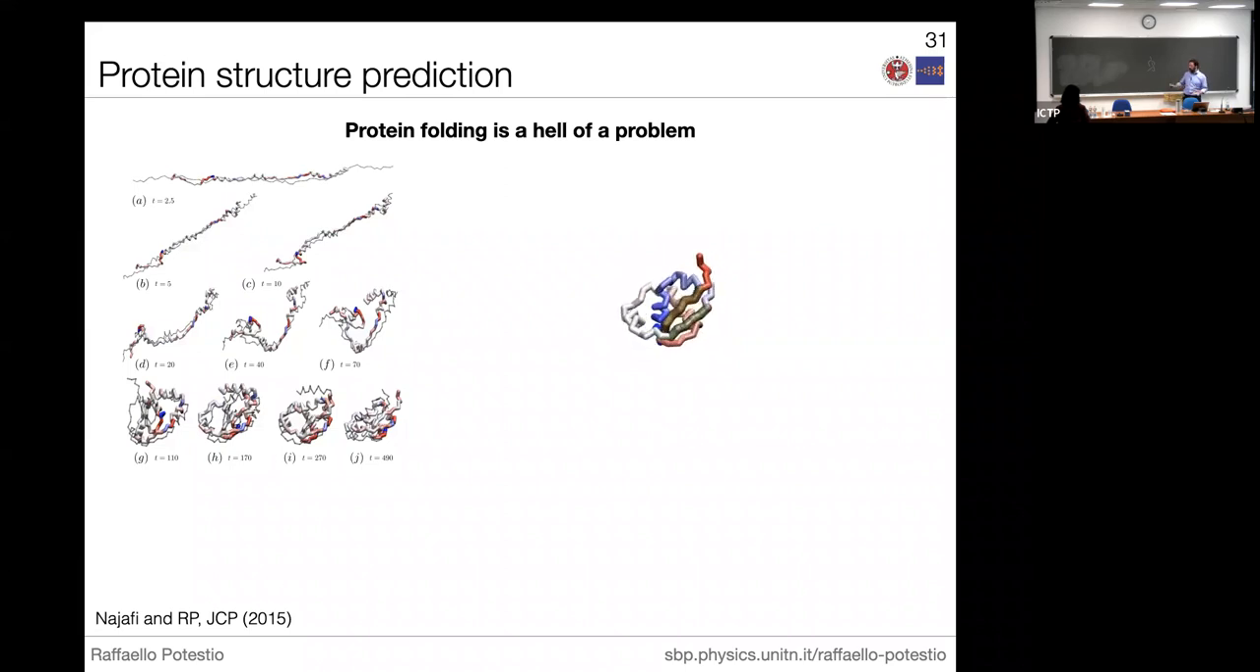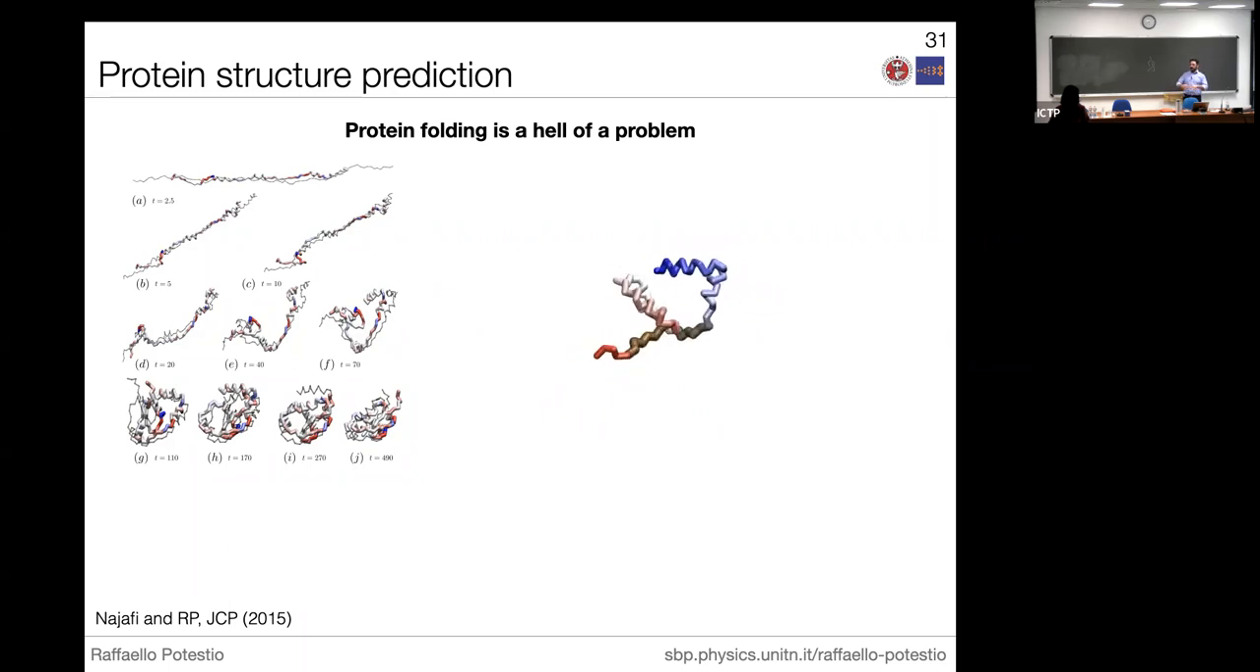But typically, if you do not have topological entanglements and you have structures that are similar, then it is likely that the folding pathway will be similar. Then if you have different proteins with different native structures or even different lengths, for example, the pathway can be arbitrarily different because it really depends on the specificities of the protein.